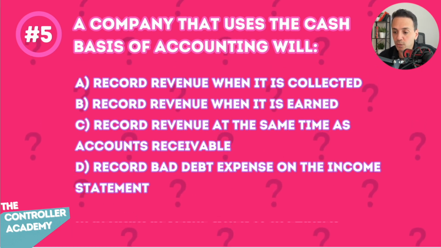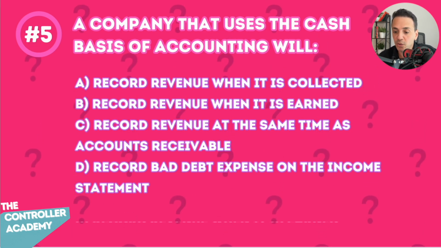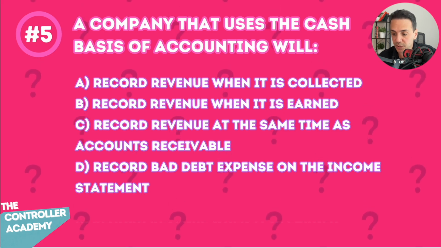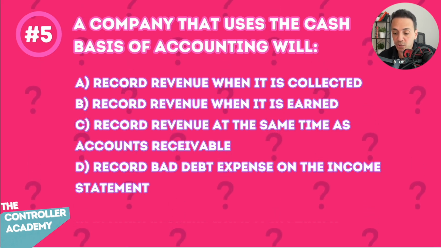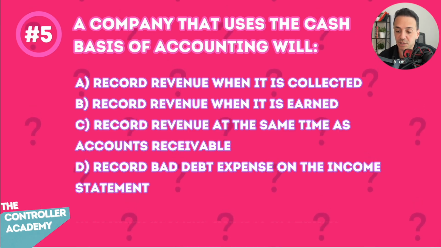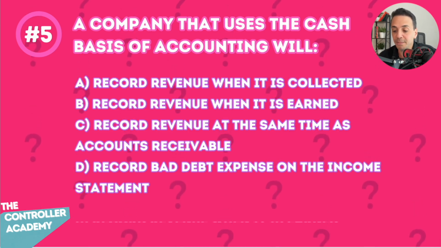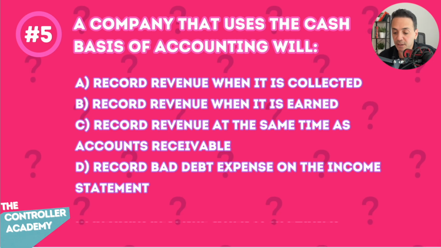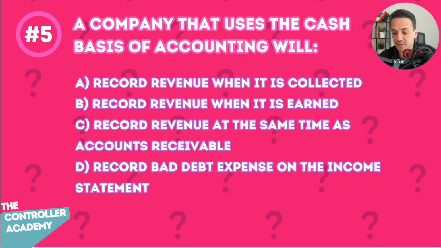Question number 5. A company that uses the cash basis of accounting will A, record revenue when it's collected. B, record revenue when it's earned. C, record revenue at the same time as accounts receivable. Or D, record bad debt expense on the income statement. All right, let's give 10 seconds.